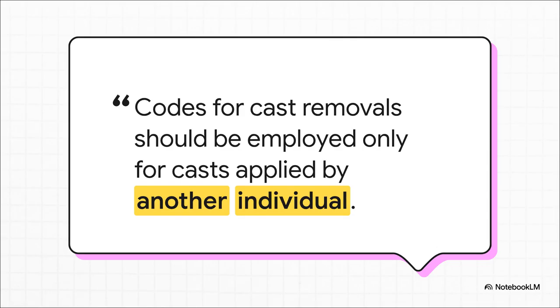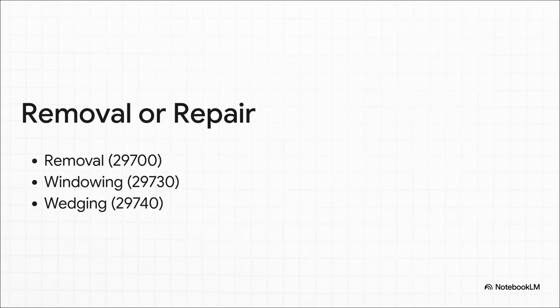You only ever use the removal codes if a completely different doctor or a totally different clinic is safely cutting that cast off. So think about it like this. If a patient breaks their arm and gets casted while on vacation in Florida, and then they fly home to New York to have their local doctor remove it, well, then that New York doctor can absolutely bill for the removal. Now, if you do meet that requirement of being a completely different provider, here are the specific codes you're going to use for removal or repair.